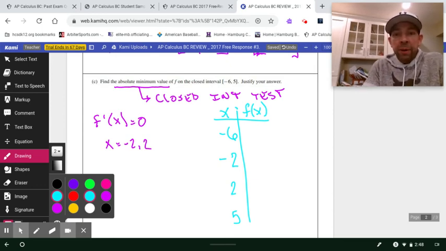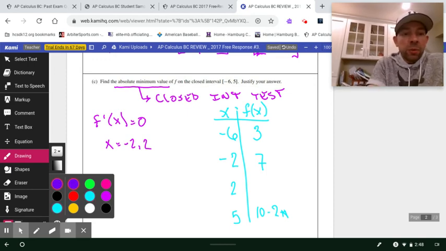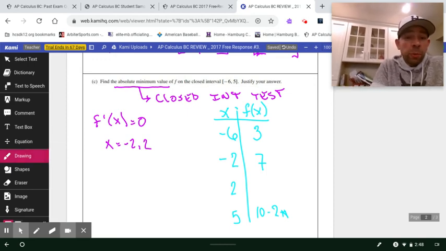Okay, from part A, we know that f of -6 is equal to 3. From the given, we know that f of -2 is equal to 7. We also know that f of 5 was equal to 10 minus 2 pi. So the only one we don't already have in our back pocket is f of 2. So I'm going to use a setup similar to what we did in part A.